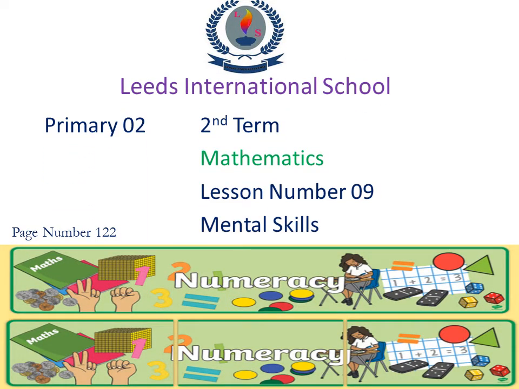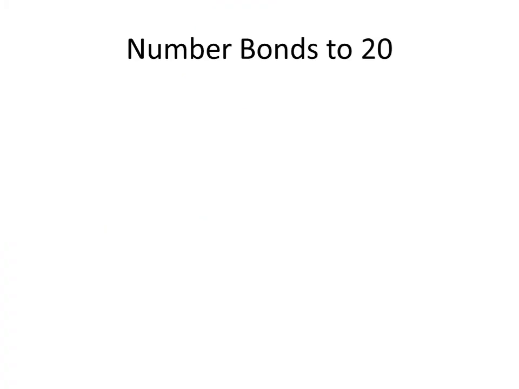Primary 2, second term, mathematics, lesson number 9, mental skills, on page number 122. Number bonds to 20.